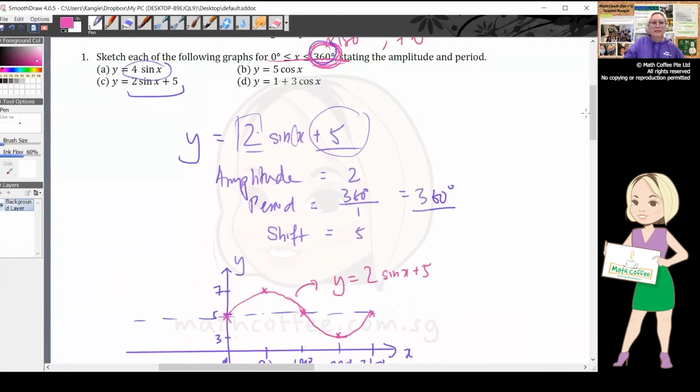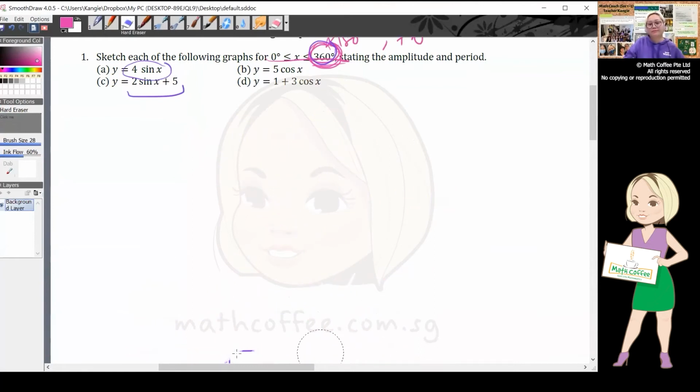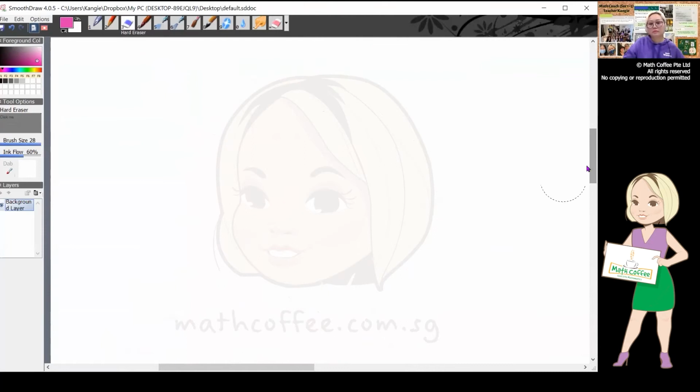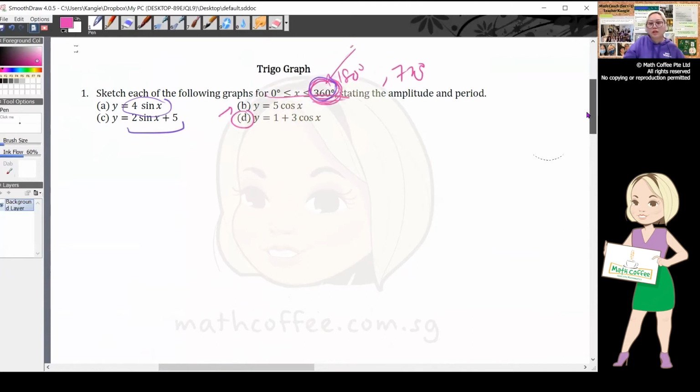So this is my sine graph. The cosine graph is actually the same. The only difference is the shape is different. So I'm not going to touch on this one. I'm going to touch straight away on the one with the shift. Actually, no, let's change a bit. We go to the one whereby the period is changed.